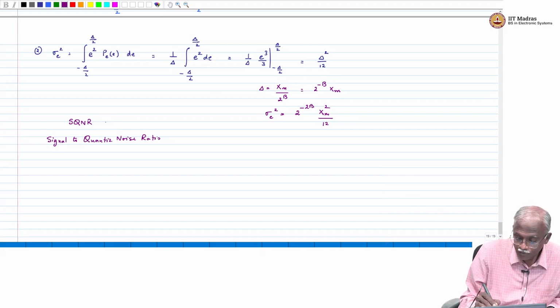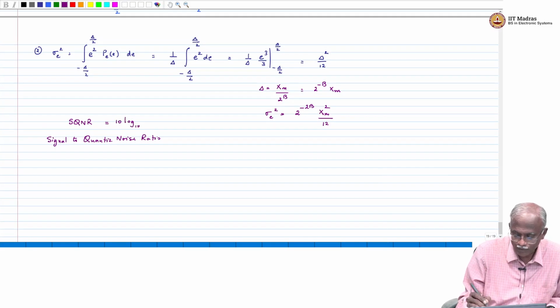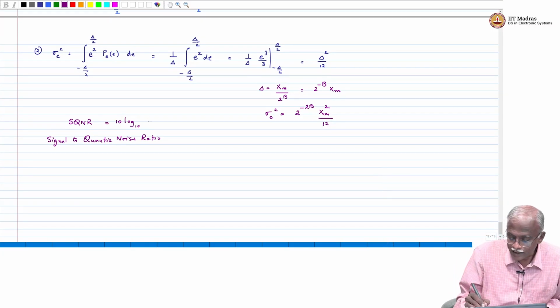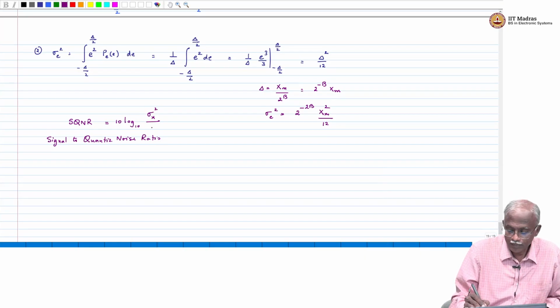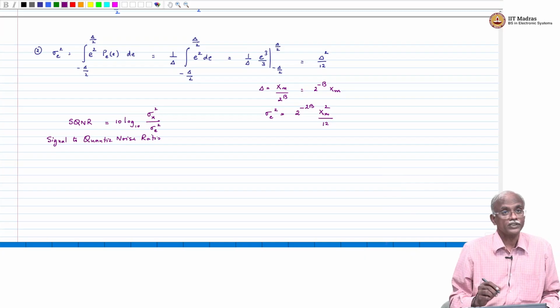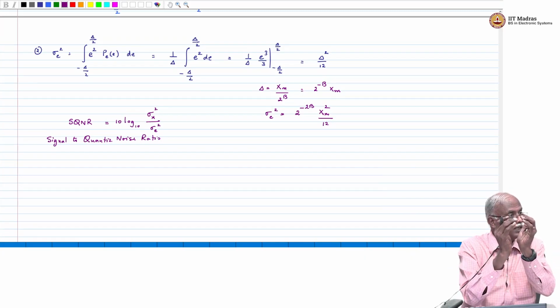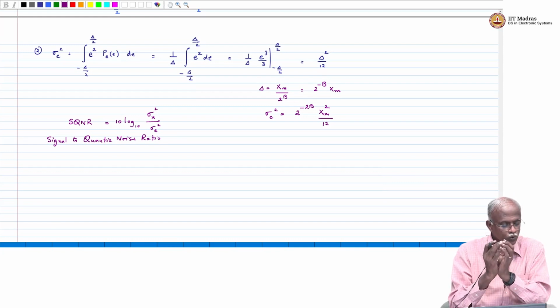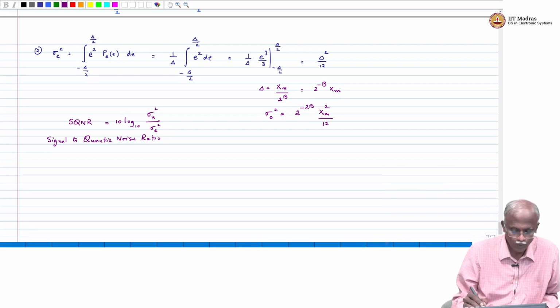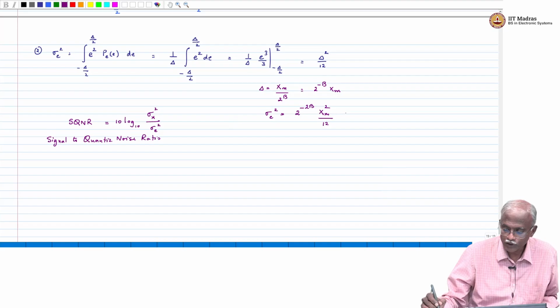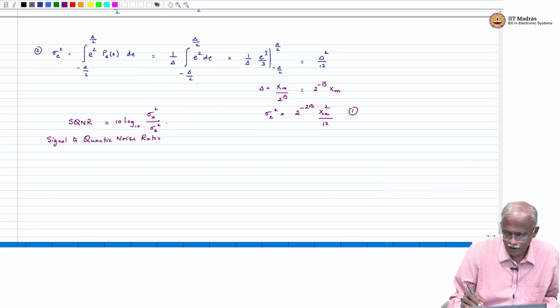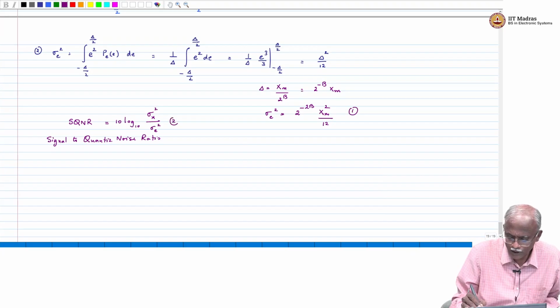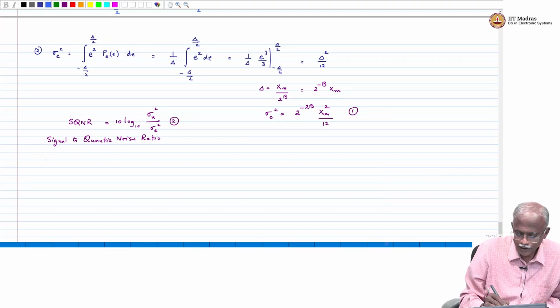We define the signal to quantization noise ratio as 10 log 10, because we want to convert it into a dB scale, of the variance of the signal, sigma x squared, divided by sigma e squared, which is the quantization noise. That is, the power of the signal and the power of the quantization noise. These two are very important quantities, and we have an expression for the variance of the quantization noise. So, let us substitute 1 in 2.